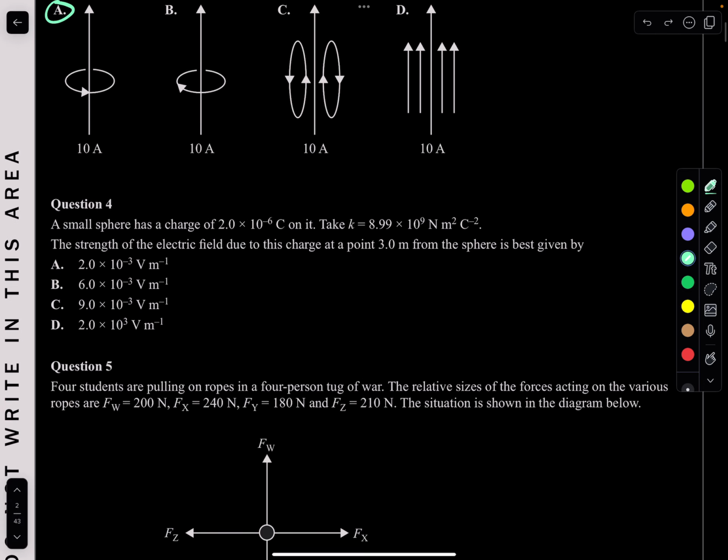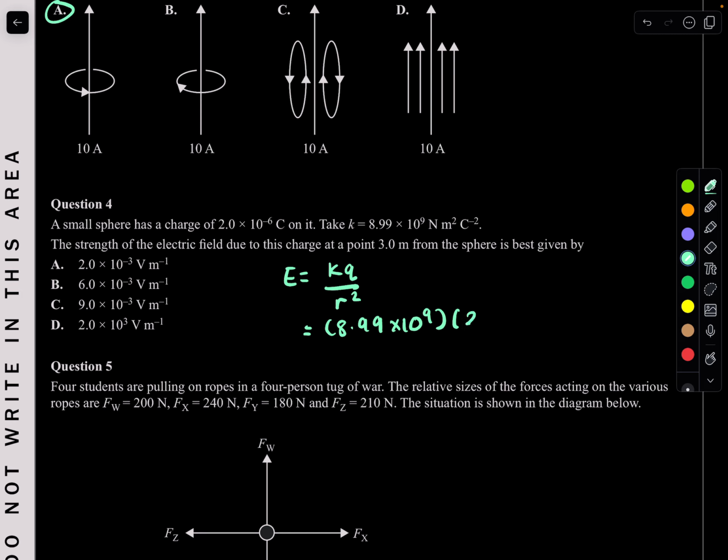Question 4. A small sphere has a charge on it. Take K as given. The strength of the electrical field due to this charge at 0.3 meters from the sphere is given by what? A very typical question. We know that the electrical field is given by K Q over R squared. K is 8.99 times 10 to the power of 9. Q is the charge of the sphere, which in this case is 2.0 times 10 to the power of negative 6, all over the radius squared, so in this case it's 3 squared.